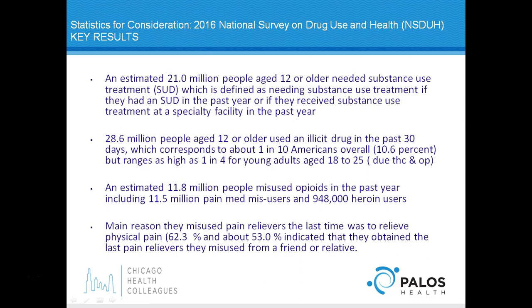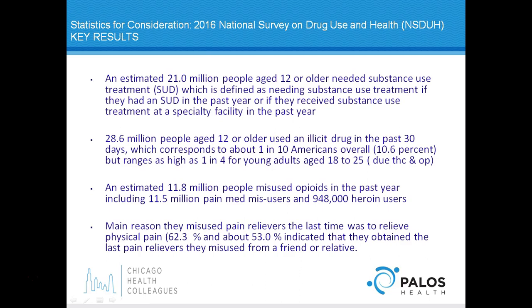And this is defined as needing substance use treatment if they had a substance use disorder in the past year, or if they had received substance use treatment at a specialty facility in the past year. So as you can see, the number is large, and this does not account for those that don't come into treatment, which is triple or quadruple this. Now, there's also 28.6 million people aged 12 or older who have used an illicit drug in the past 30 days, which corresponds to about 1 in every 10 Americans.